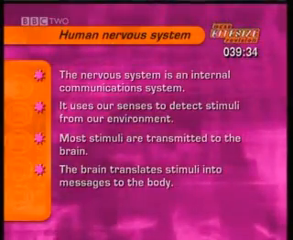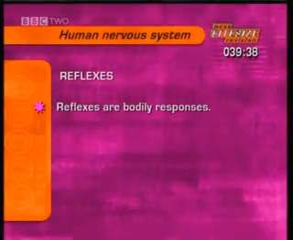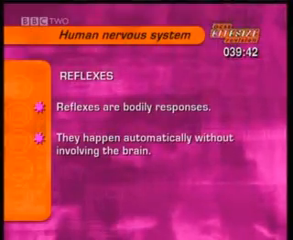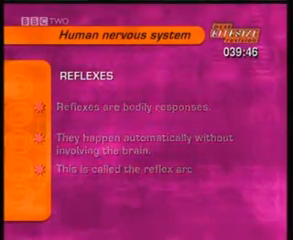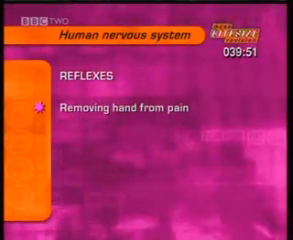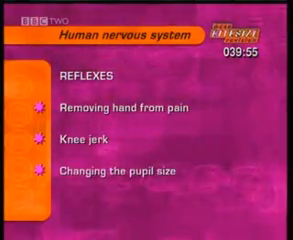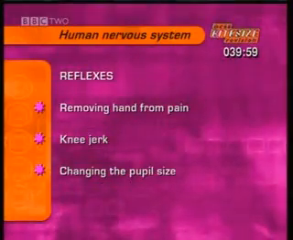But not all the nervous system works that way. Reflexes are responses in our bodies which happen automatically without a stimulus being sent via the brain. This process is called the reflex arc. Examples of reflexes are pulling your hand away from something painful, the way your knee jerks when it's hit lightly on the tendon below the knee, and changing the size of the pupil in your eye in bright light.